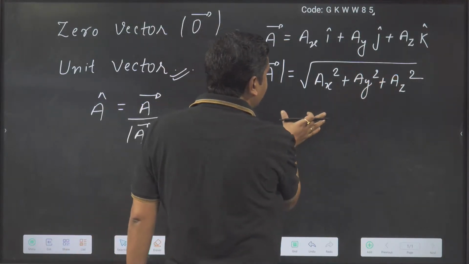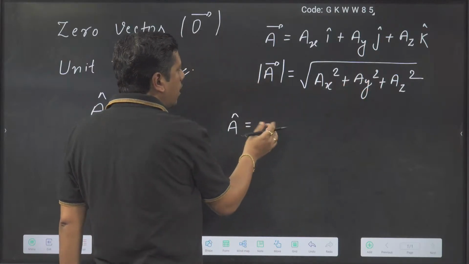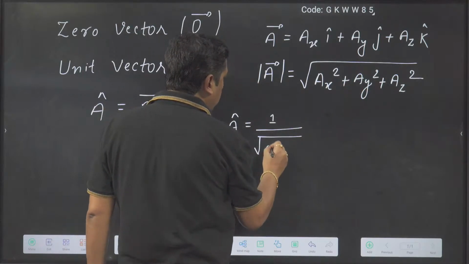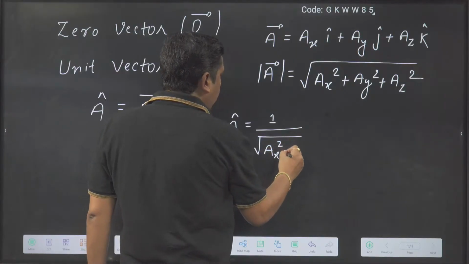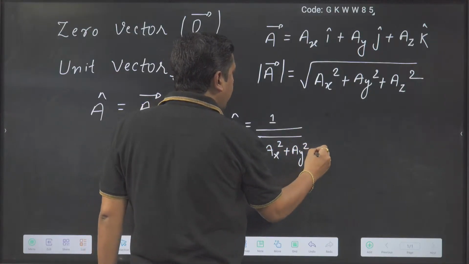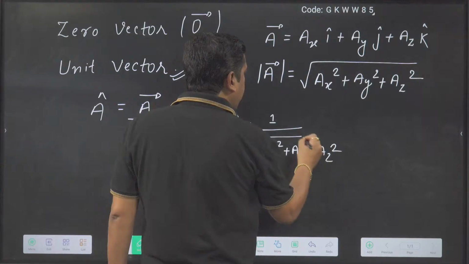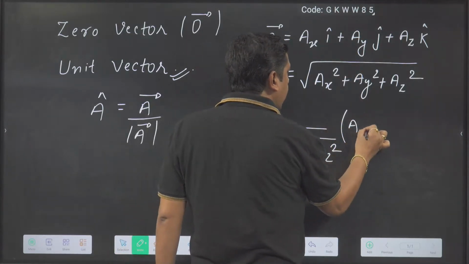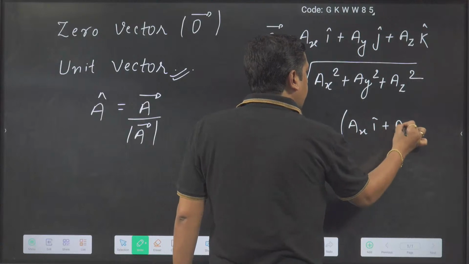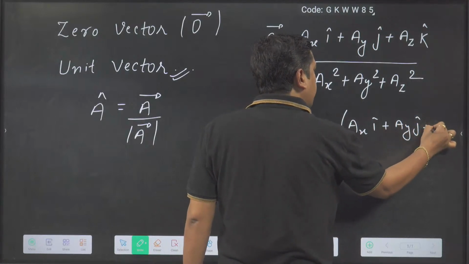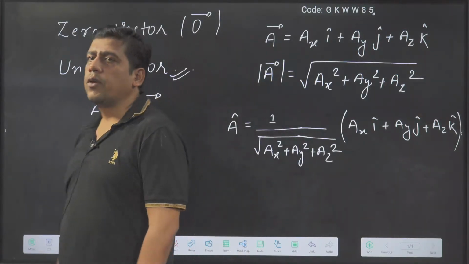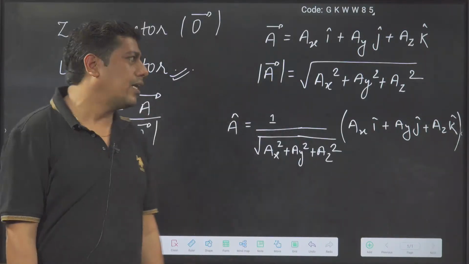Either you can take this common, like 1 by under root ax square plus ay square plus az square, and then write ax i cap plus ay j cap plus az k cap. This is how you write unit vector, correct? This we discussed in the last class.